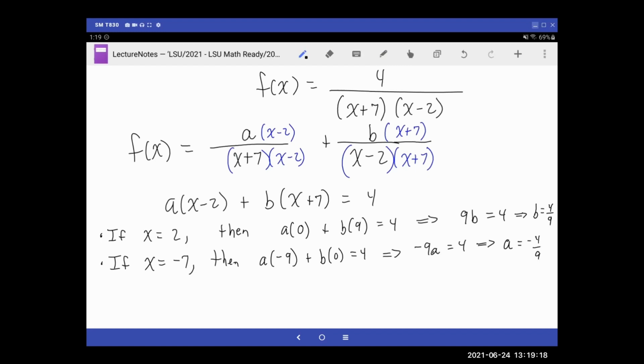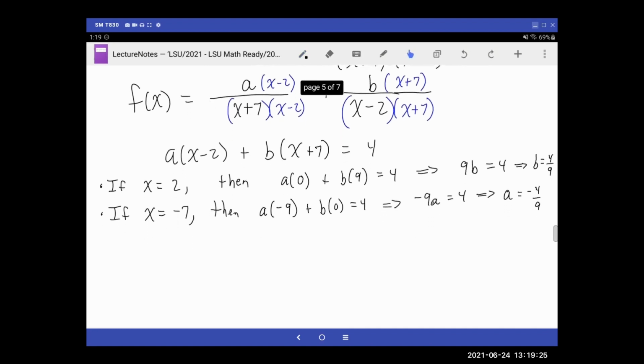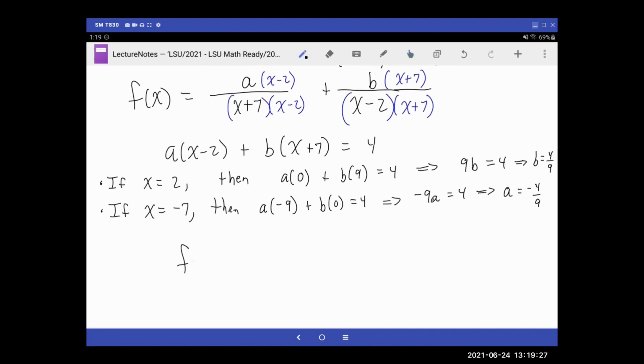So I found my coefficients. Now I can just plug them in for a and b, ignoring all the blue writing there, right? My function f of x is equal to negative 4 over 9 with x plus 7 in the denominator. Notice how I put the two denominators together. A had a denominator, so they can just go together as a product. Plus, I'm going to do the same thing with b, 4 over 9, x minus 2.